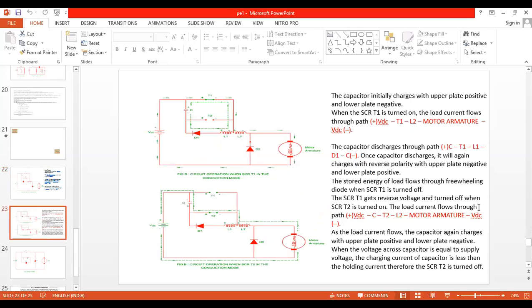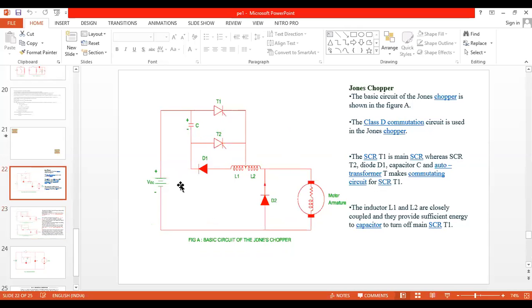The load current flows. This is the second circuit. Actually, there is no need to discuss this one. You draw this circuit, leave that point, but follow our explanation. If you take this one, it is somewhat confusing. This is the last one only. The energy flows through the motor in that manner. So I just repeat this one.